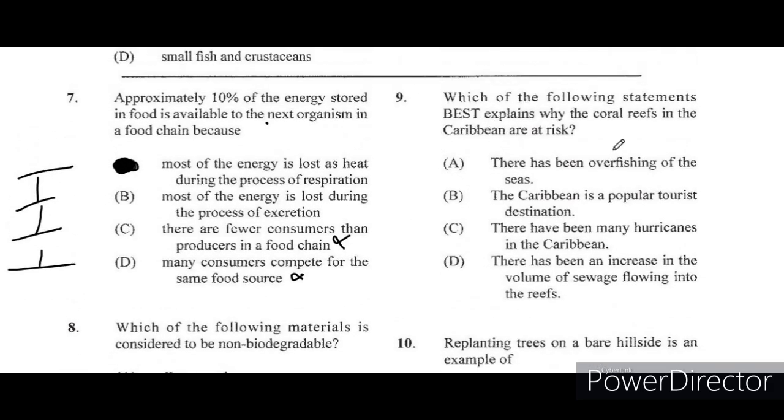Now, number nine says, which of the following statements best explains why the coral reefs in the Caribbean are at risk? There has been overfishing of the seas. The Caribbean is a popular tourist destination. There have been many hurricanes in the Caribbean, or there has been an increase in the volume of sewage flowing into the reefs. The answer is B, the Caribbean is a popular tourist destination.